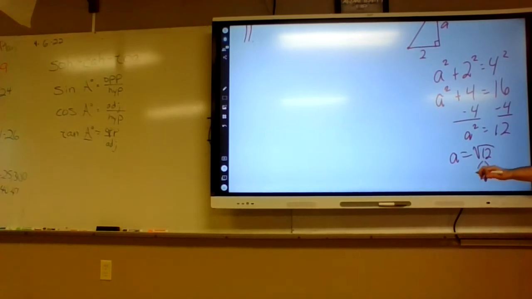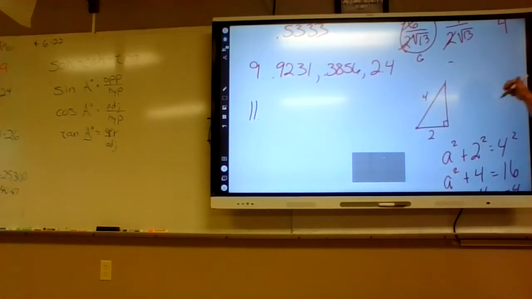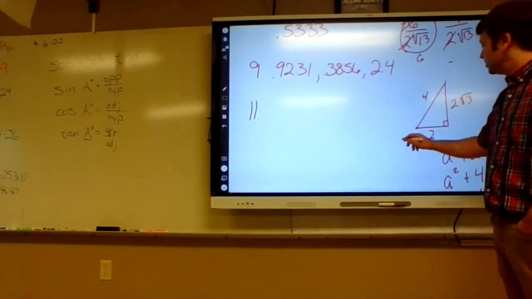What we do want is the square root answer. So it's 2 square root of 3. So right here where that A was, there's just a 2 square root of 3. Alright, and what angle are we looking at? Angle M, which is down at the bottom.